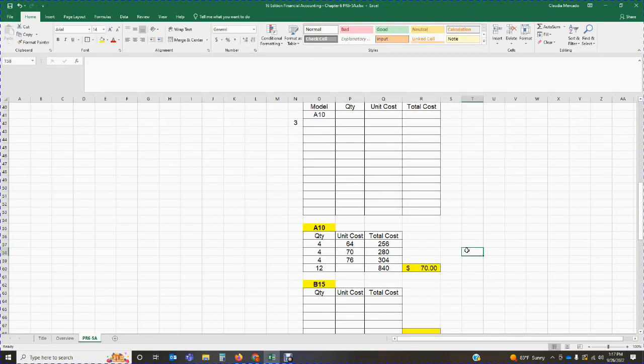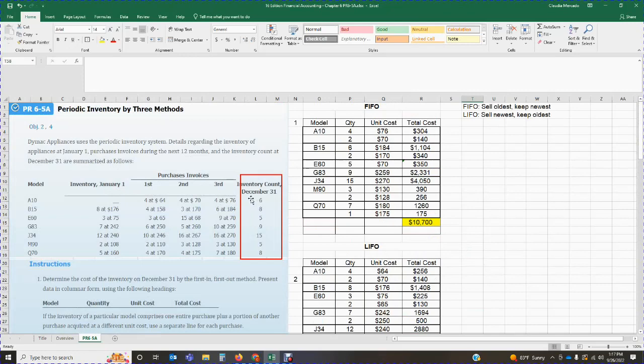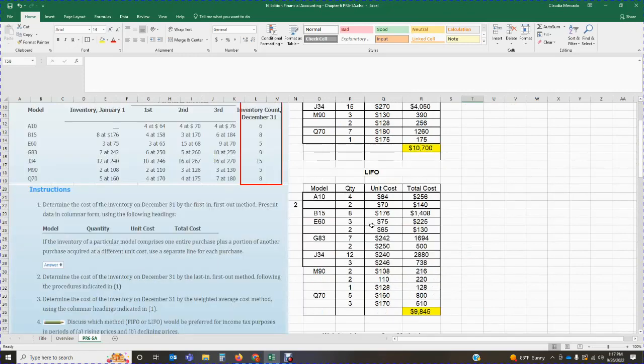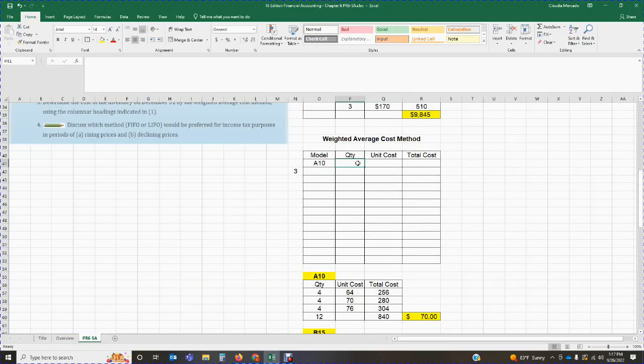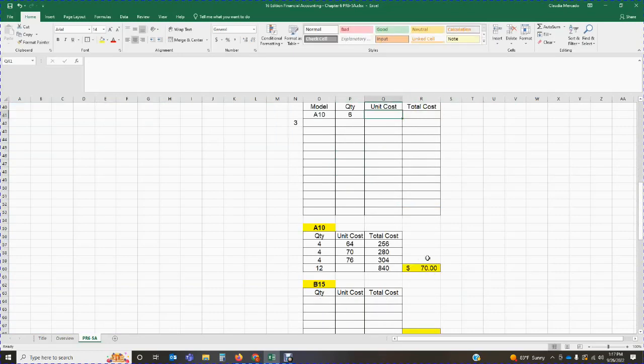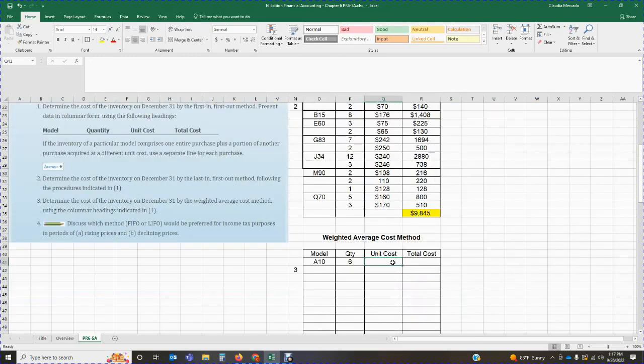Now that I have that, I know that I have 6 units remaining of product A10. For my unit cost, I'm going to get the cost that we calculated down here of $70. So my total cost would be $420 for model A10. We're going to do the same thing for the rest of the models. We may need to make sure that we copy the information correctly, that we multiply the correct amounts.